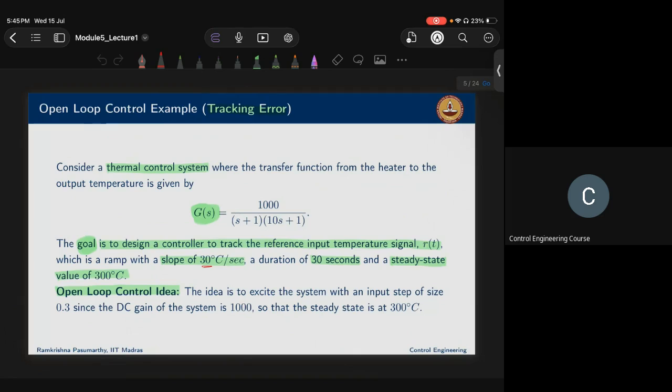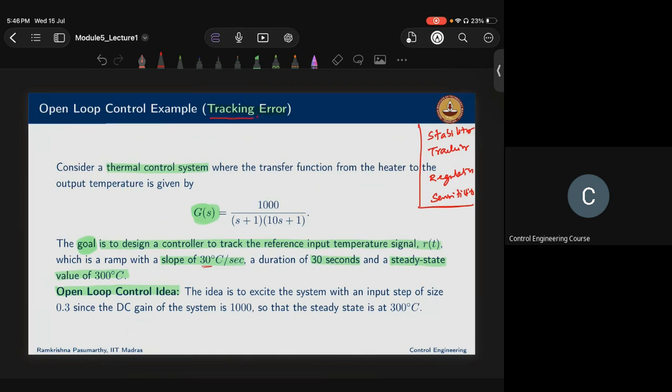Now, as I said, we are more concerned with four things. One is stability. Next is tracking. Another is regulation. The final one is sensitivity. Through this lecture, we also need to understand the definitions of these four things and how we handle them in both the open loop as well as the closed loop. So first, let us start with tracking.